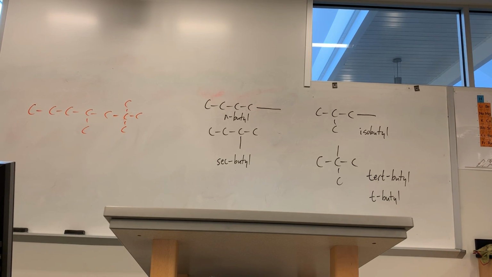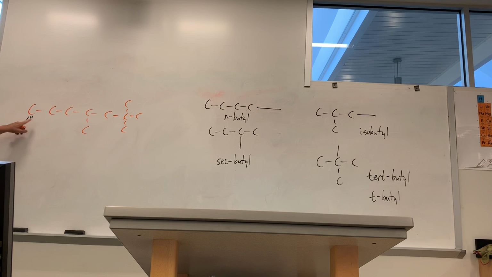So how many primary carbons in this molecule here? 6, 7, 8, 9. 5. 5 primary carbons. This guy is a primary carbon. Ooh, note that. What came out of my mouth was primary carbon.